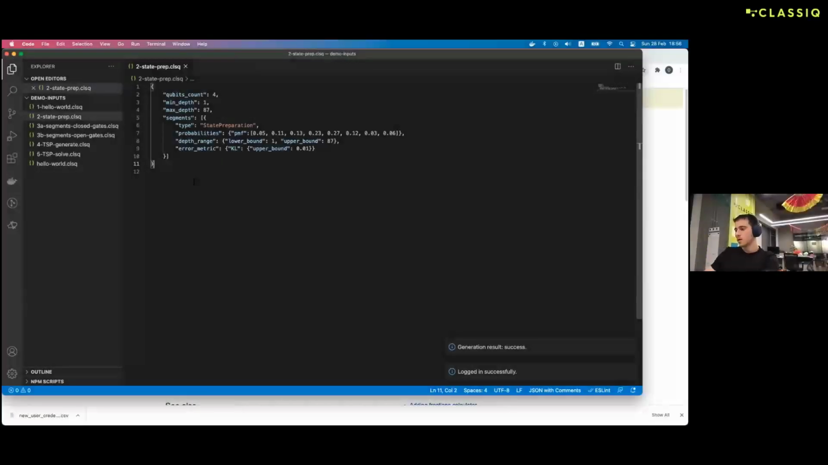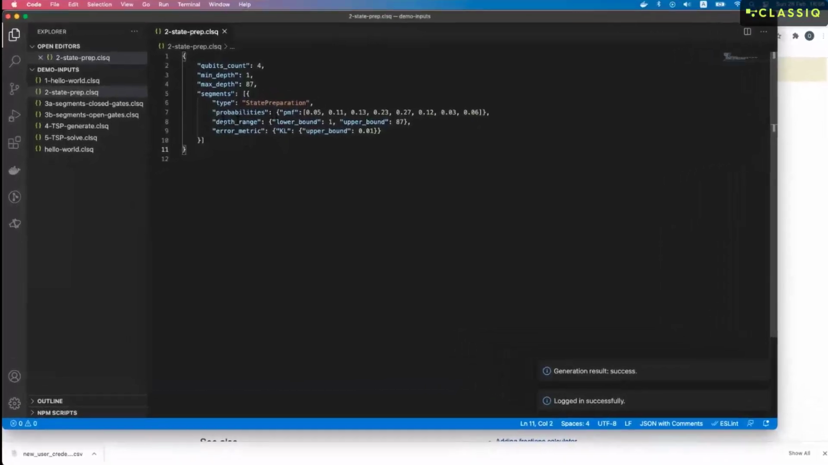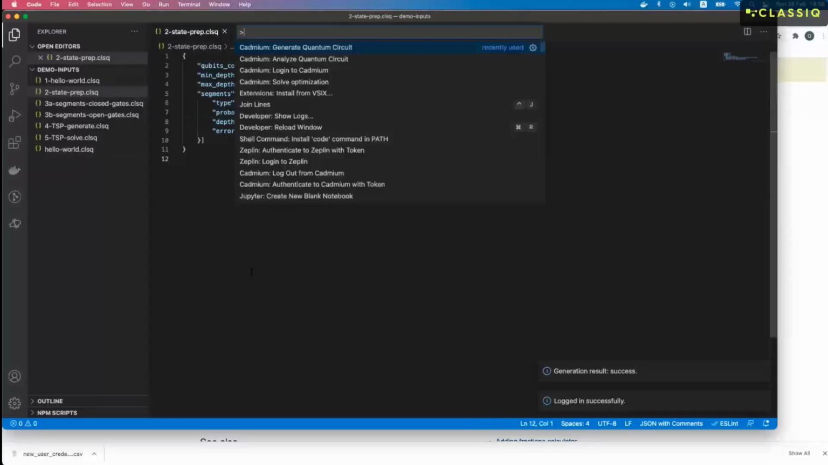One of the most common constructs in quantum algorithms is state preparation. It's the task of loading some specific probability mass function into the circuit, or just preparing its states. And what we see here is the way we declare it. So I'm asking to have a state preparation with a probability mass function, which is composed of 8 bars, 8 entries. And let's generate it.